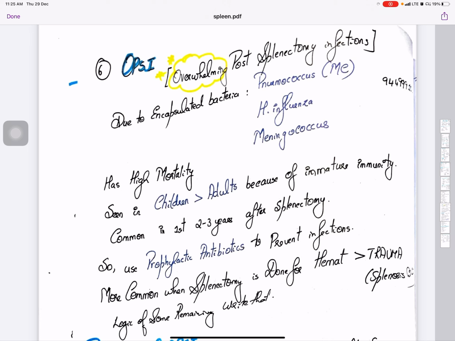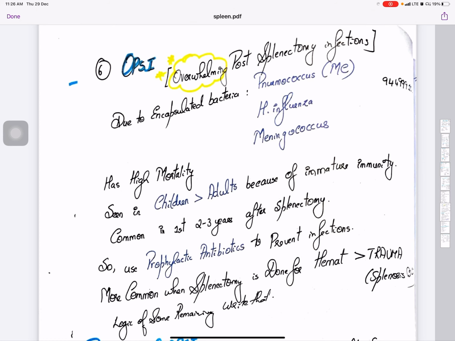It occurs 2 to 3 years after splenectomy. What are the organisms? Encapsulated organisms. Then we have it in kids. It is more important in cases of a hematological condition, where we actively search for recurrence, than trauma. This is because in trauma some part is remaining. Very important: prophylactic antibiotics and vaccination.